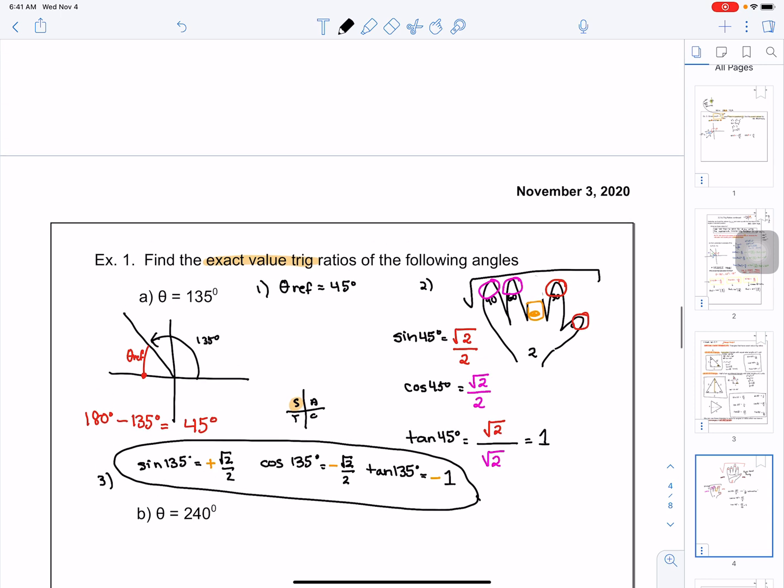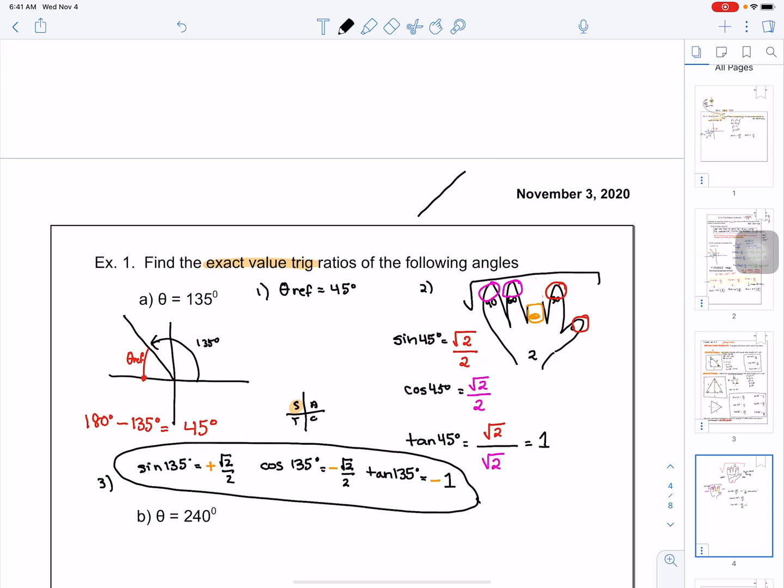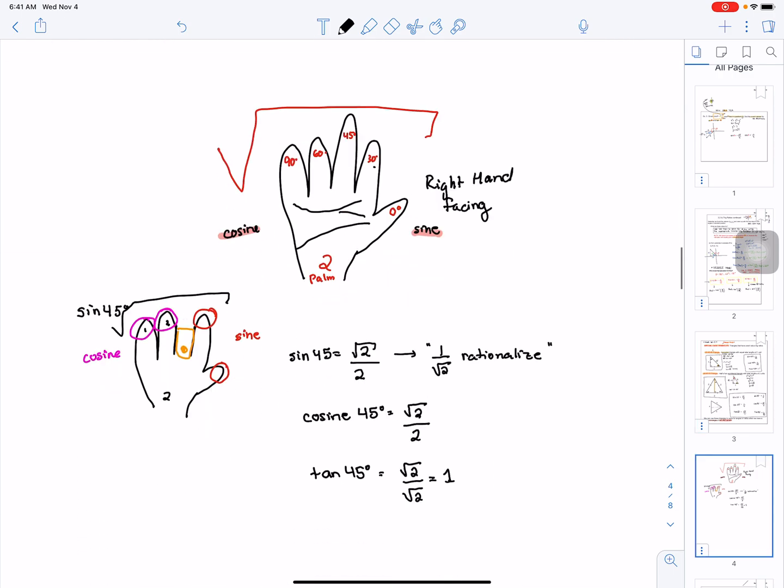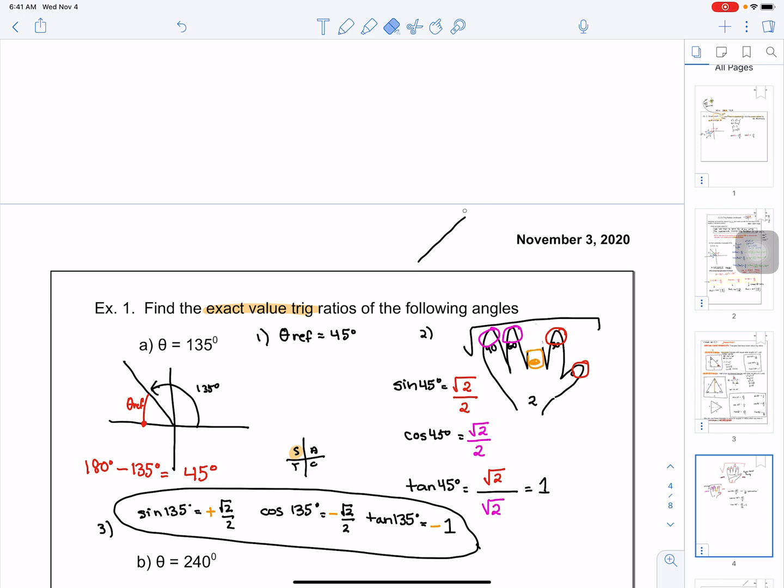So you're either using your hand trick or you're recalling the triangle that we used above, which is the 45, 45, 1. And again, I never remember these triangles, which is why I'm looking. So this would be the root 2, 1, 1, 45, 45. And then you pay attention to the 45 and do opposite over hypotenuse, adjacent over hypotenuse, opposite over adjacent, and get the same values in step 2. And then you would use the CAST rule in step 3.